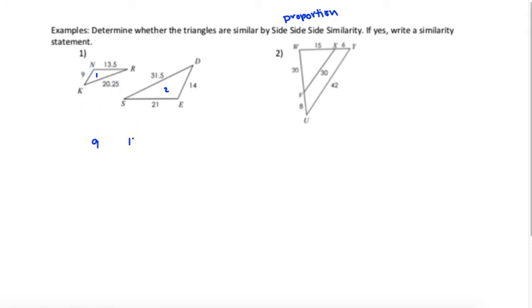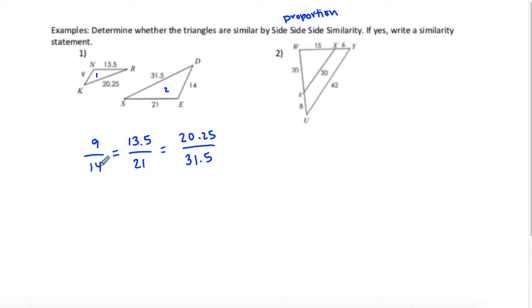So 9, 13.5, and 20.25. And I'm going to compare it by dividing to this triangle here. And again, I'm going to go smallest to biggest. So I have 14, 21, and 31.5. And by going smallest to biggest, it makes sure that I'm lining up the corresponding parts. If I tried to do 9 with the 31.5 and 20.25 with the 14, there's no way that those would be proportional.